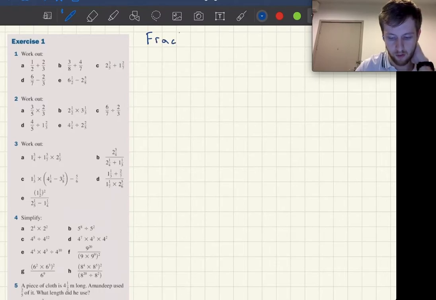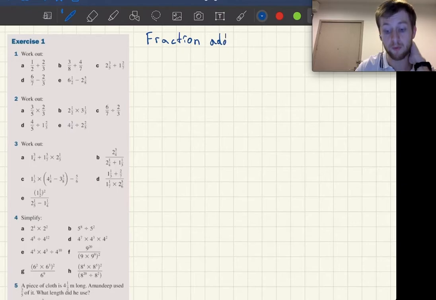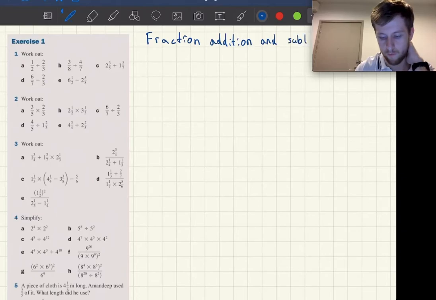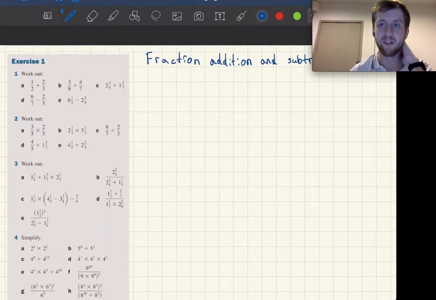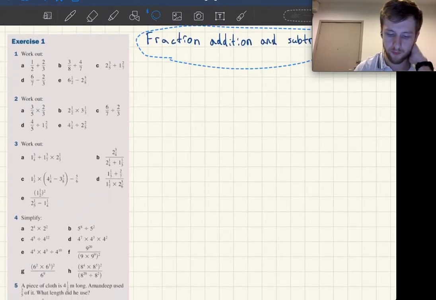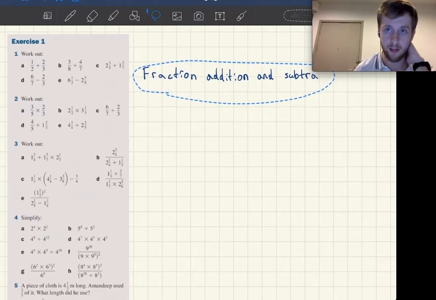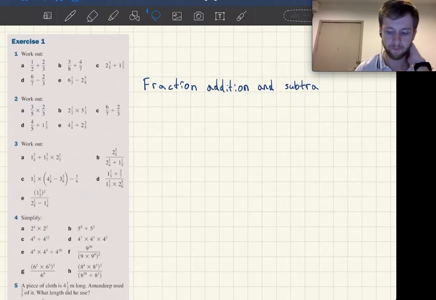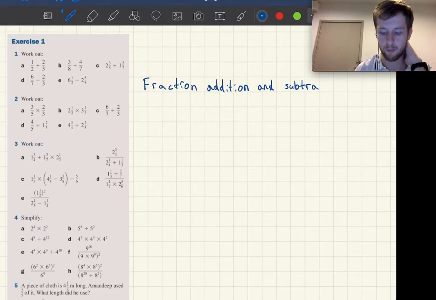I'm going to write the topic and then I will do the actual problem solving. Fraction addition and subtraction. Oh, you can't see that, sadly. I think I will move it a little bit. Yeah, it should be here. Fraction addition and subtraction. And let's do number one.